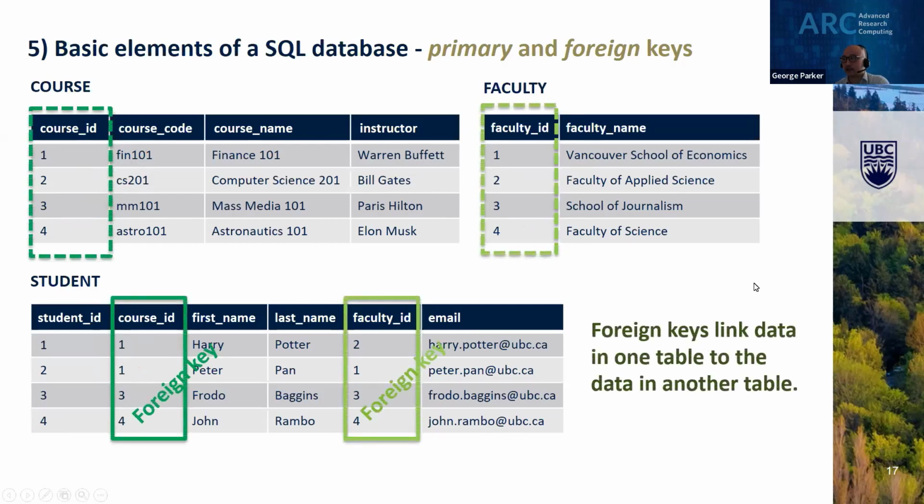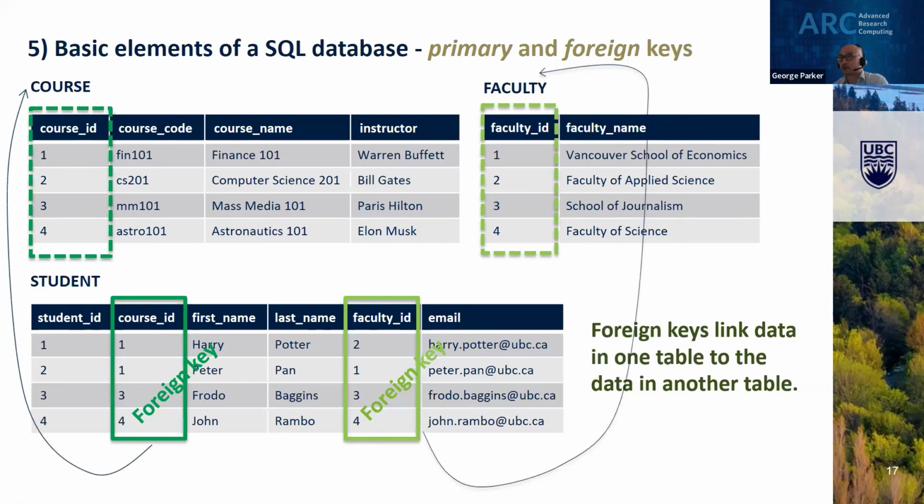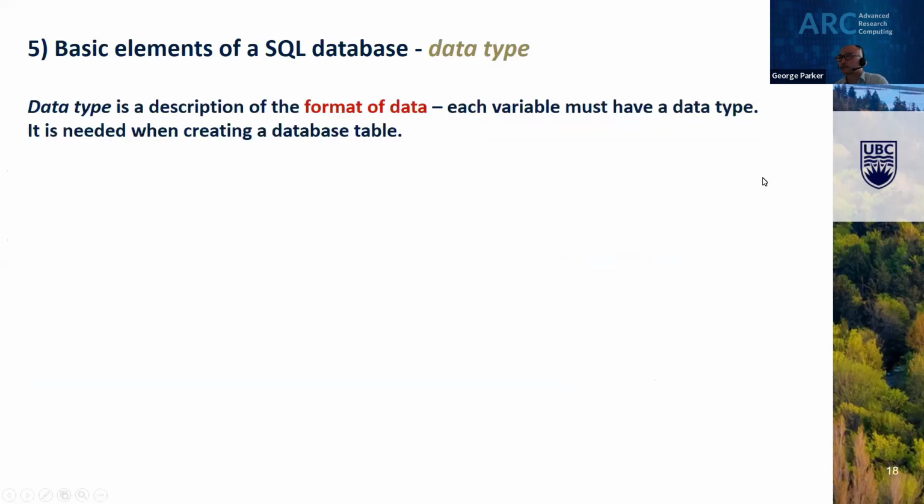And we also have a foreign key or linking key. Foreign key is a very important concept, and that links one table to another. In this example, the student table is linked to the course table through this course ID, and the student table is linked to the faculty table via faculty ID. So foreign key is very important, and it makes a network. It links one table to another, forming a network.